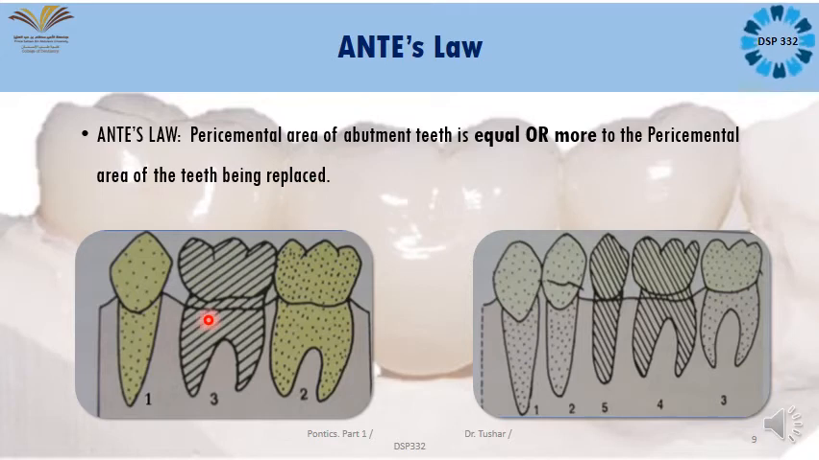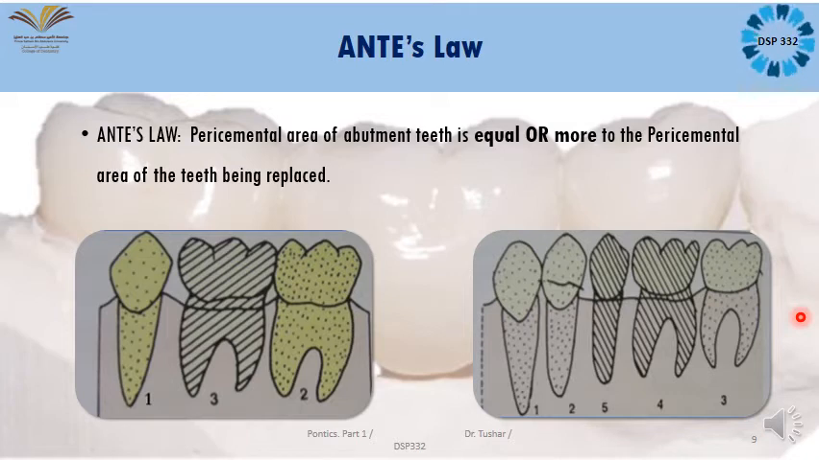compared to the pericemental area of the teeth being replaced. Which tooth are we replacing? This molar, right? So our pericemental area of the abutments was 5 and the pericemental area of our pontic was 3. So the abutment area is more than that of the pontic. That means Ante's law is satisfied, right?